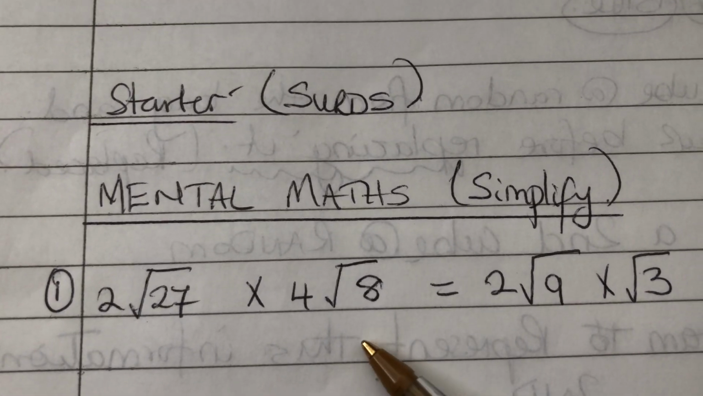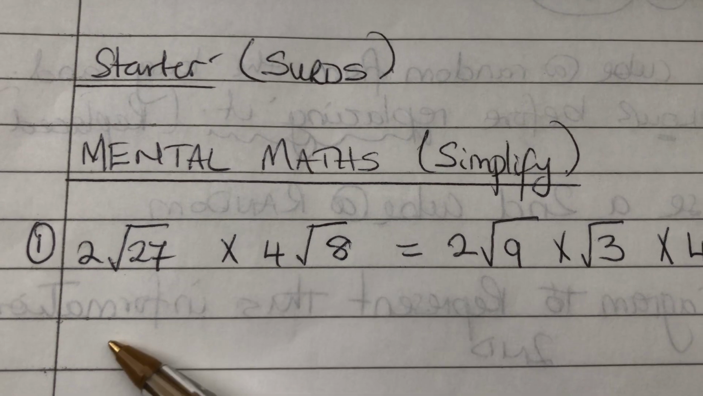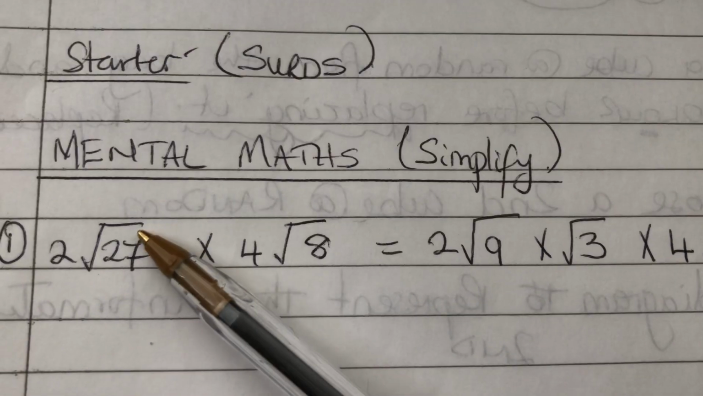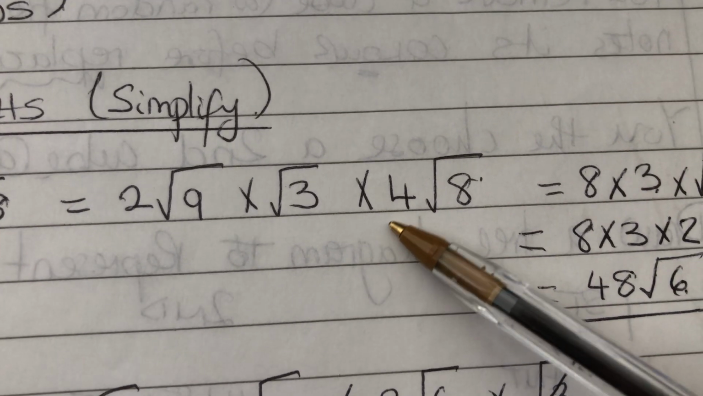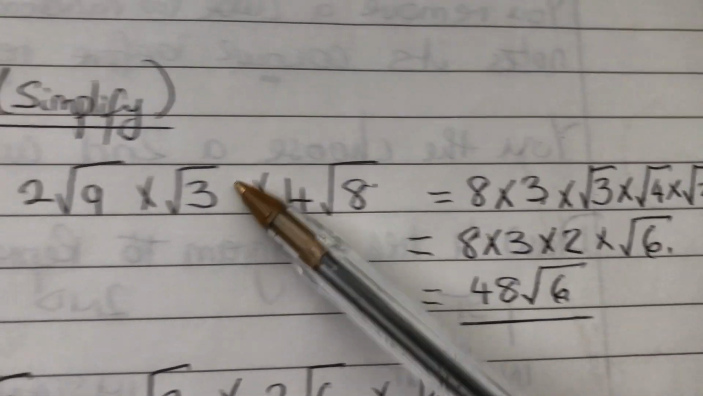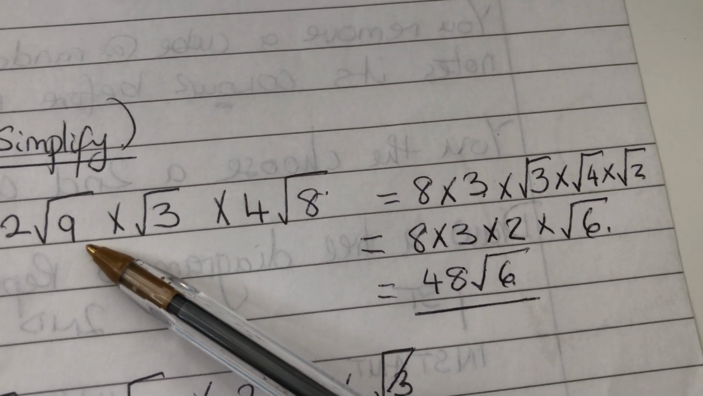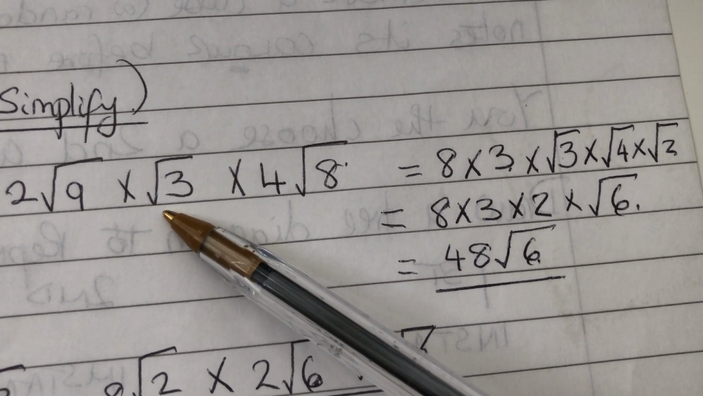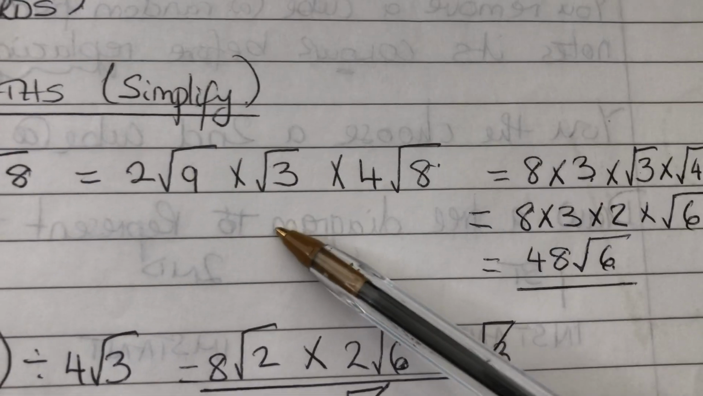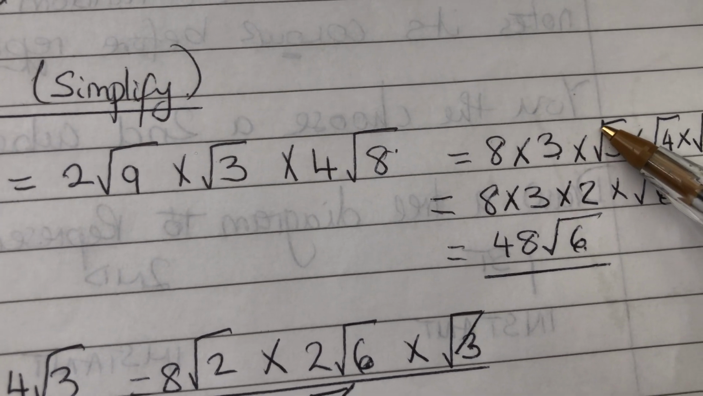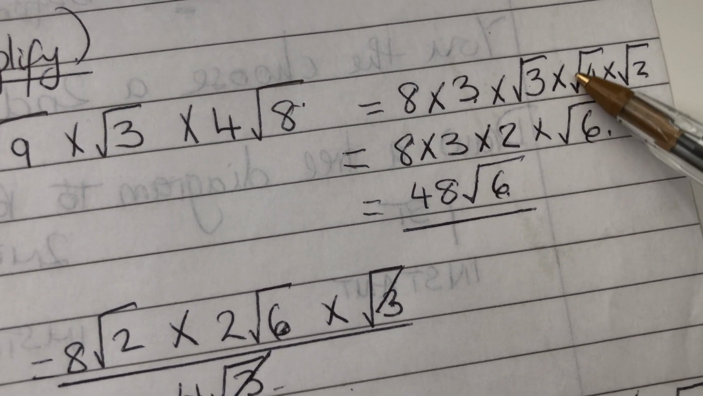Now the first one, 2 root 27 times 4 root 8. 27, you can write it as 9 times 3. So this part here is 2 root 9 times root 3. And then 4 root 8, you can write it as 4 root 8. Now let's look at what we did. Root 9 is 3, so 2 times 3 is 6. Root 8 is the same as root 4 times 2. So now from here, we have root 3, and then we have 4 times 2, which is 8. So root 4, root 2.